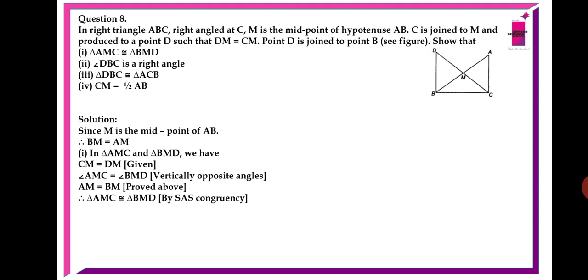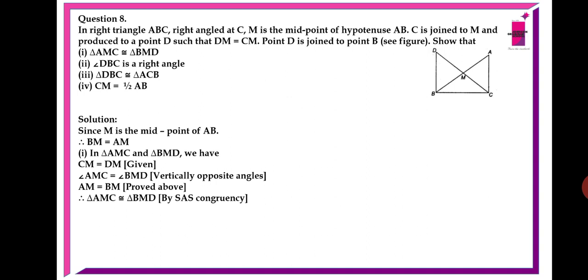Question number 8. In right triangle ABC, right angle at C. Now in triangle ABC you can see that angle C will be 90 degrees. M is the midpoint of hypotenuse AB. C is joined to M and produced to a point D such that DM equal to CM. Point D is joined to point B. Show that triangle AMC is congruent to triangle BMD, angle DBC is a right angle, triangle DBC is congruent to triangle ACB, and CM equal to half AB. These are the four things you want to prove in this question.